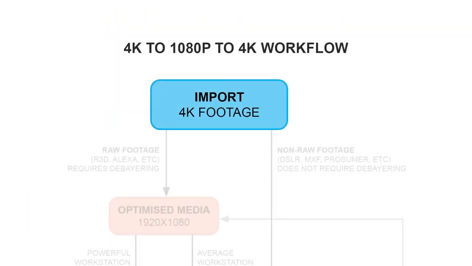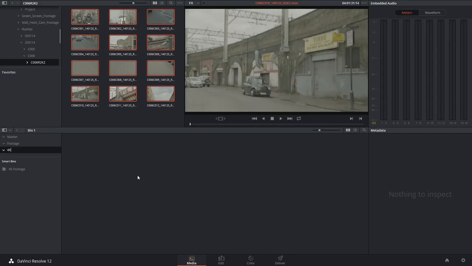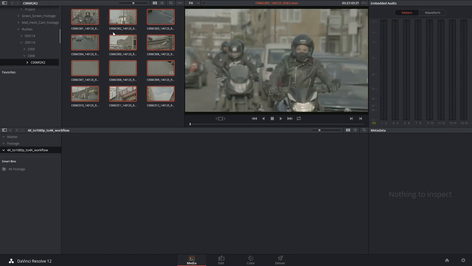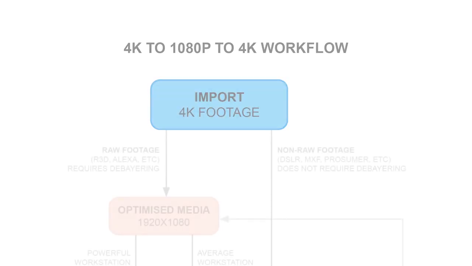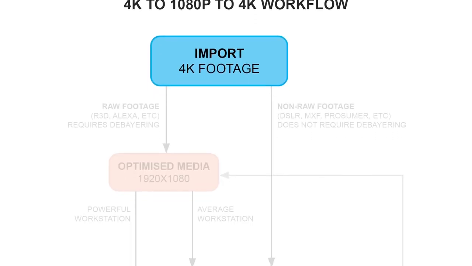You begin by importing your 4K footage inside of the media page. So I'm making a bin, and I'm just going to call it 4K to 1080p to 4K workflow. Above is my 4K footage, and now I'm going to just drag and drop them into the media pool. Now I have a choice of one of two steps.